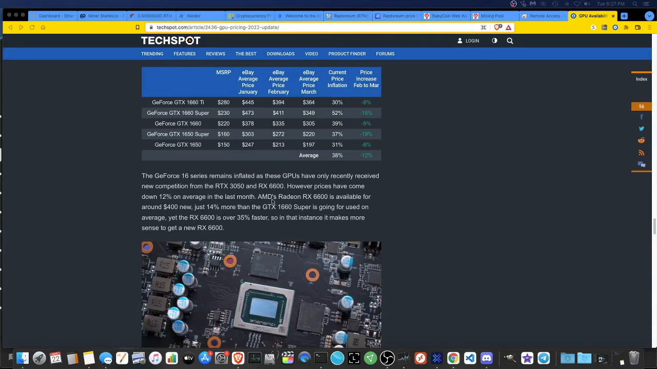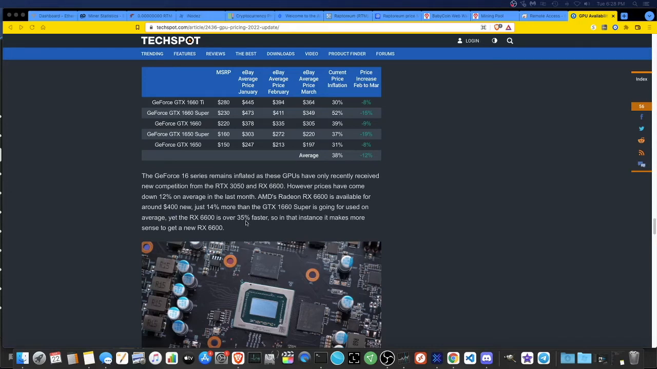Let's see. In the last month, AMD's Radeon 6600 is available for around $400 new, just 14% more than the GTX 1660 Super is going for used on average. Yet the RX 6600 is over 35% faster. So in that instance, it makes more sense to get a new RX 6600. Interesting. Oh, that's a good point.